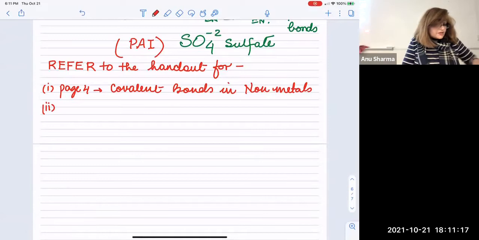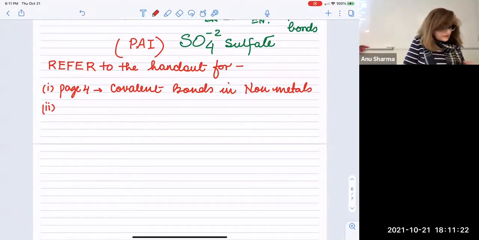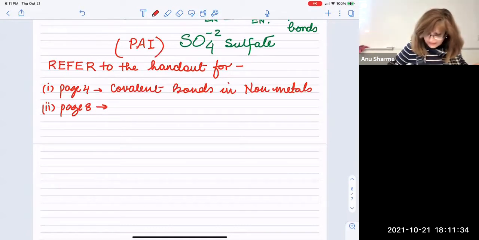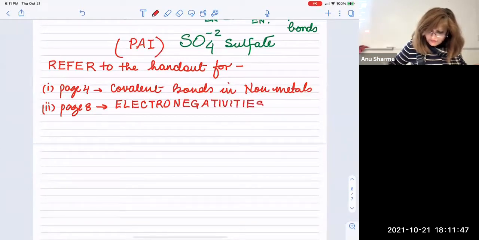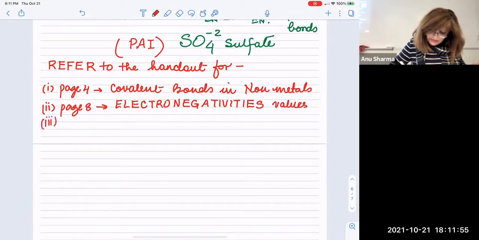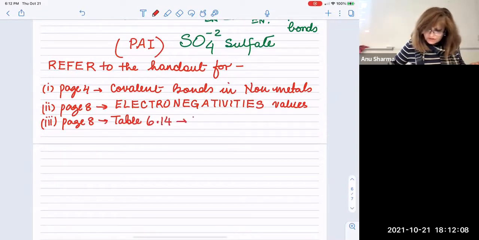before that, electronegativity increases, all those things, that can also be seen. It's better here on page 8. On page 8, you have the electronegativity values. Anytime you are in the classroom, you should always have your handout with you, so you can calculate using the electronegativity values. Then on the same page 8, table 6.14 talks about the polar, non-polar, and ionic bonds.